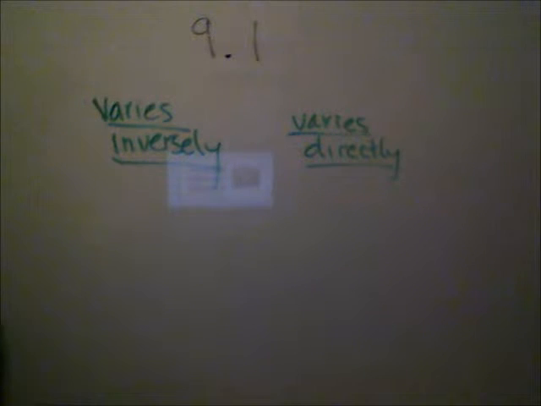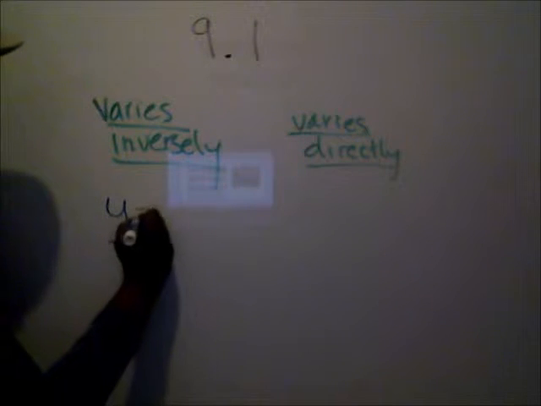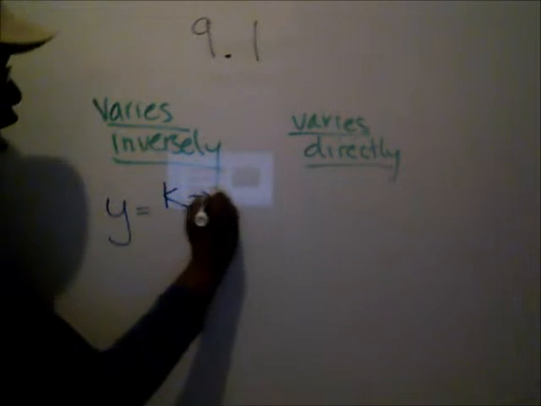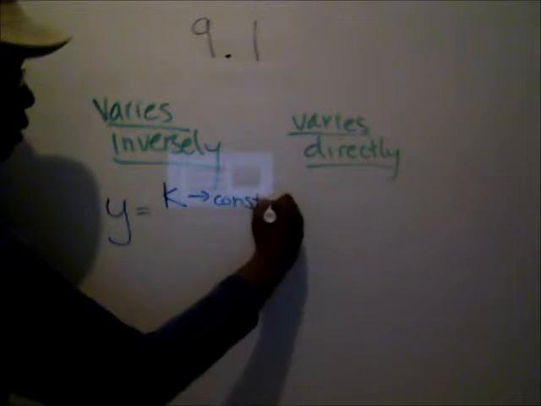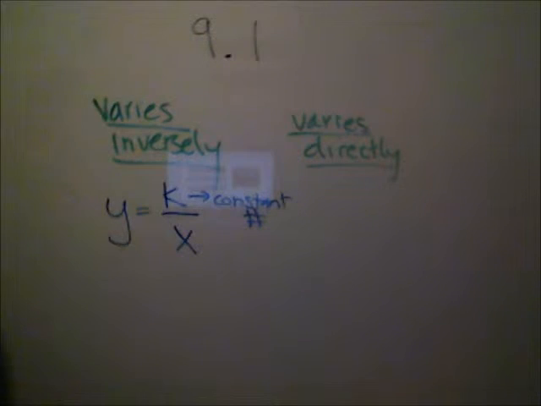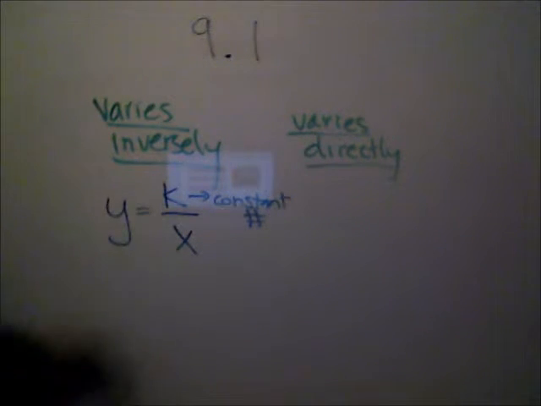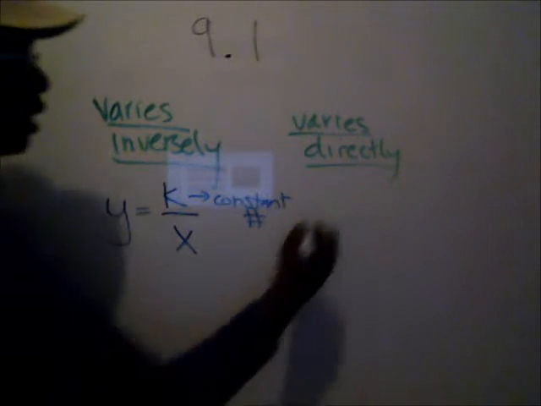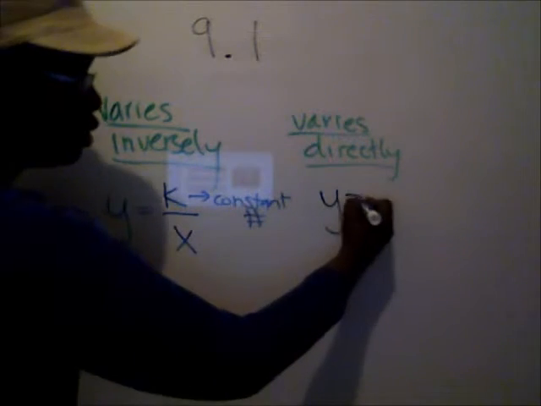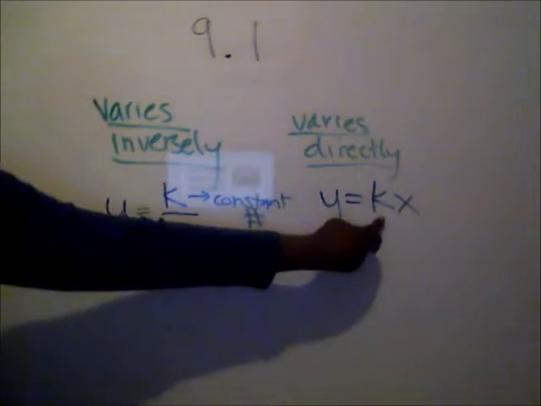If we're dealing with something that's varying inversely, it's always a variable, and I'll put y, but it could be any variable, equals k, which is a constant number, over x. K is just some number. So if we're varying inversely, we follow the general equation y equals k over x. If something is varying directly, it's going to be y, and again, this y doesn't have to be y, it can be whatever variable they tell you to use, equals k times x. Again, that k is a constant number.